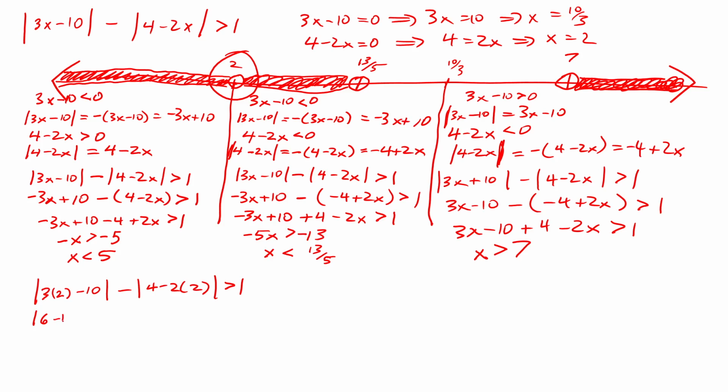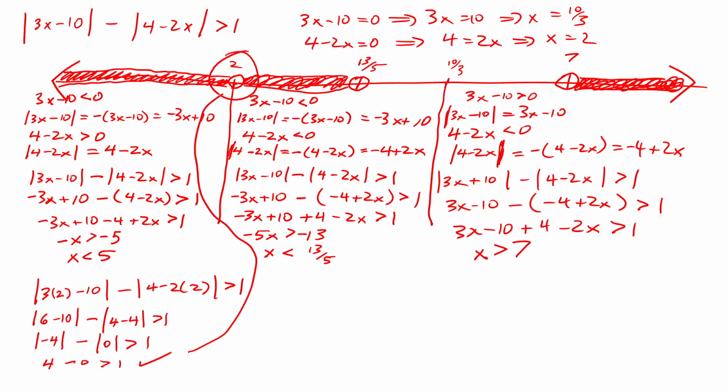The absolute value of 6 minus 10 minus the absolute value of 4 minus 4. The absolute value of 6 minus 10 is the absolute value of negative 4. 4 minus 4 is 0. Now, the absolute value of negative 4 is 4. The absolute value of 0 is 0. Is 4 minus 0 greater than 1? Yes. As a result, we are going to make sure that we shade in that circle right there.